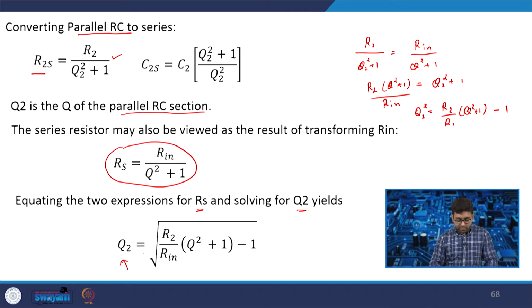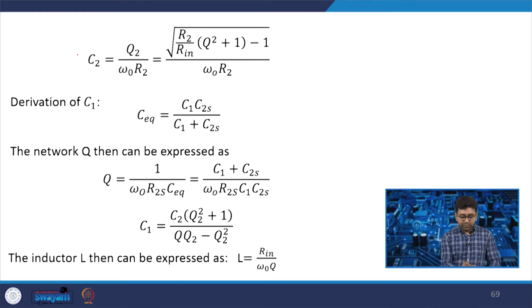Based on this value of Q2, you can get the value of C2. C2 equals Q2 by omega naught R2. R2 is already known and Q2 is already known, so we can find C2. Now, we will try to derive C1. Because the two capacitors are in series, we can write C equivalent equals C1 C2S by C1 plus C2S, and the network Q can then be expressed as Q equals 1 by omega naught R2S times C equivalent.